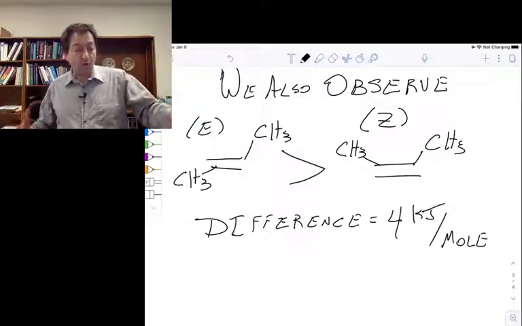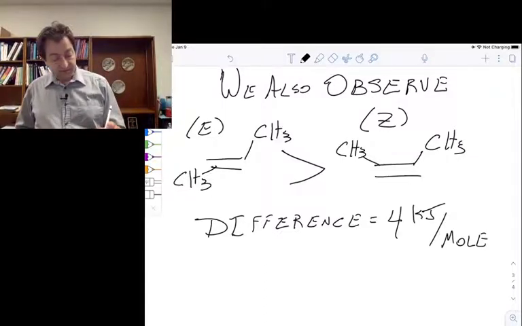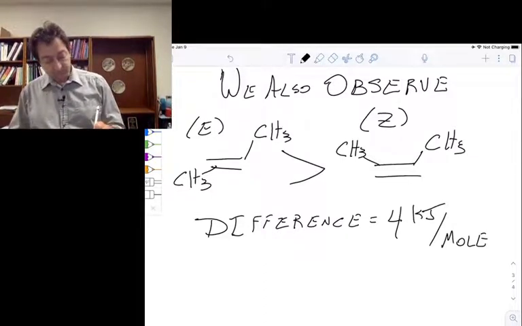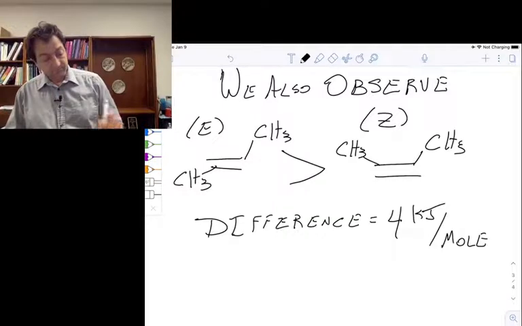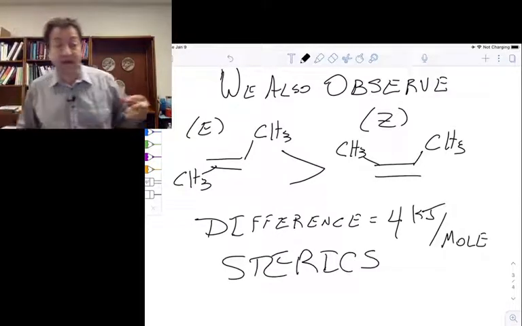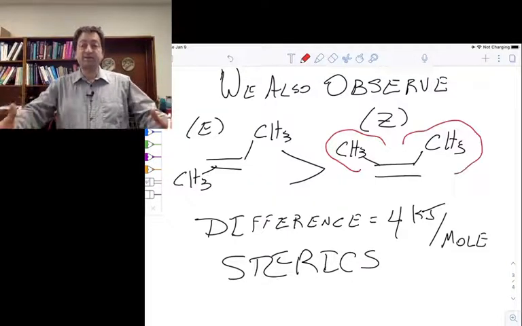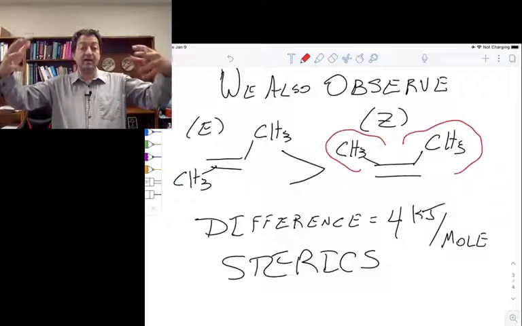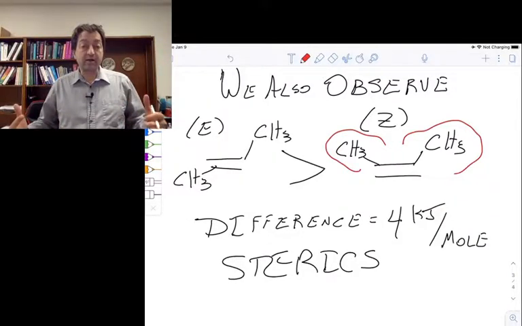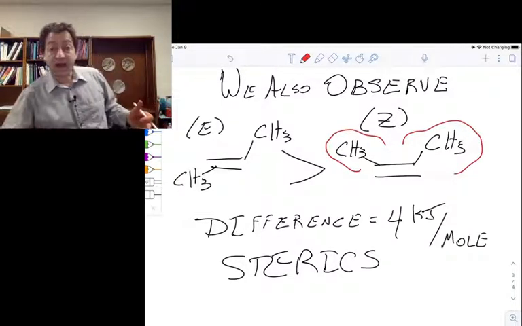And here the whole explanation for this difference in stability really comes down to sterics. Those two methyl groups on the Z alkene interact with each other, sitting on the same side of that double bond, and raise the energy of that Z alkene by some 4 kilojoules per mole.